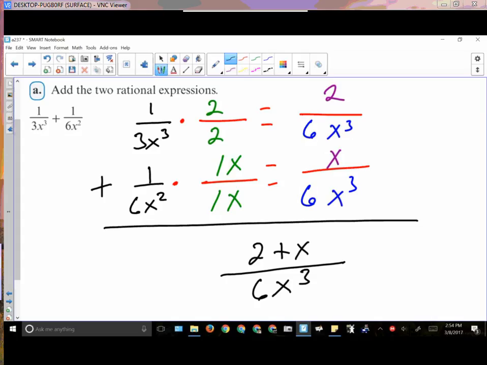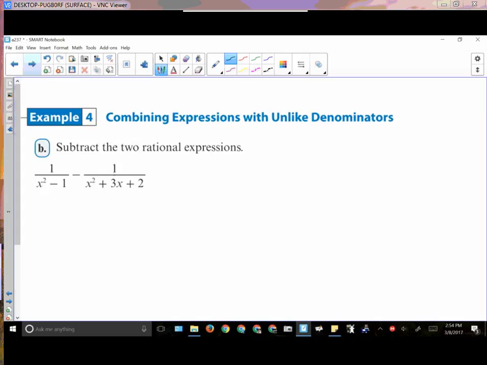So, let's take a look at another one. Okay. Now, I've got my expressions this time as quadratics. So now we've got a little bit more of a problem here.